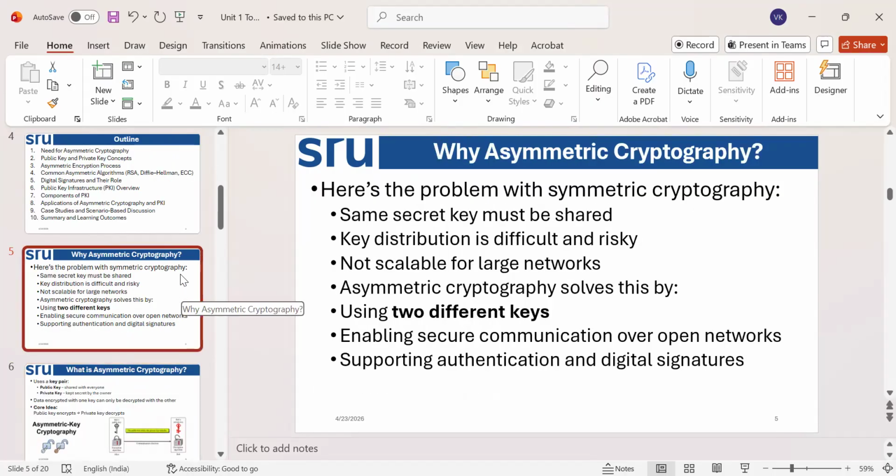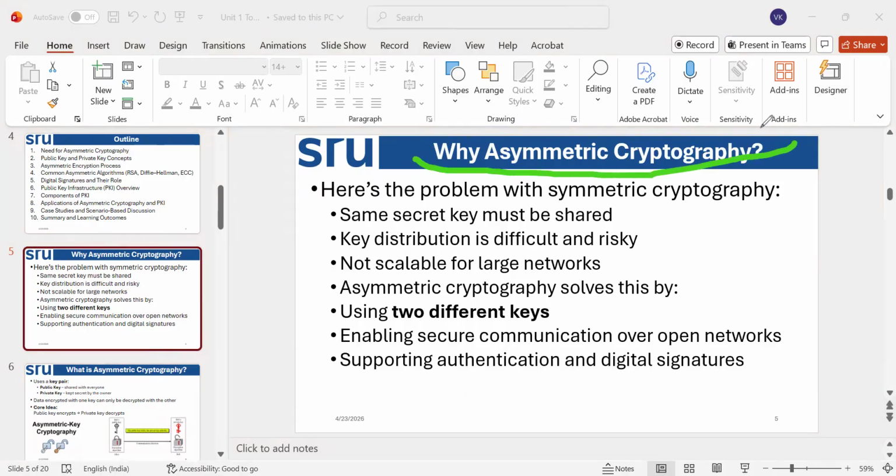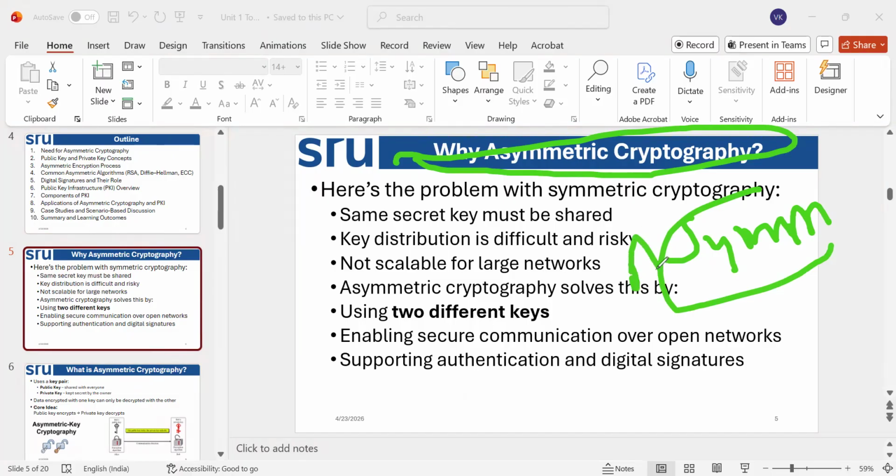Now we will go to the problem. We have to understand why we come to asymmetric cryptography. Why do we come to asymmetric cryptography? Because we already have symmetric cryptography, right? So then what is the need to come to asymmetric? From symmetric to asymmetric, what is the need?